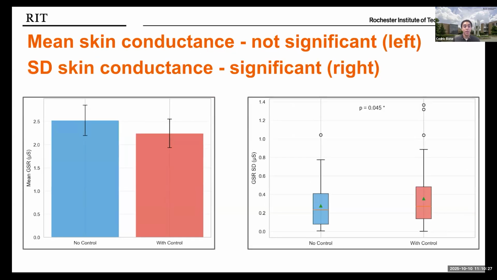Notably, we also looked at the GSR, mean GSR and standard deviation. Mean GSR did not significantly change, but GSR variability did change with controllability. The standard deviation of the GSR was significant. So controllability doesn't seem to raise the baseline arousal of participants during their annotation period, but it did raise the variability. That is like more phasic bursts tied to extra decisions, which aligns with the TLX increase in mental demand, effort, and frustration.